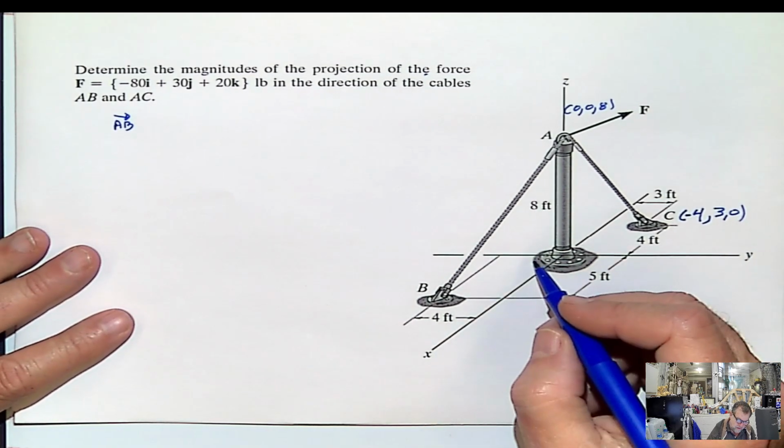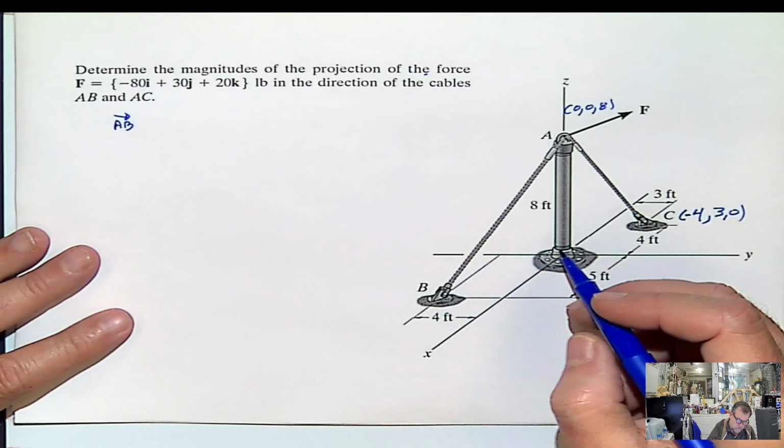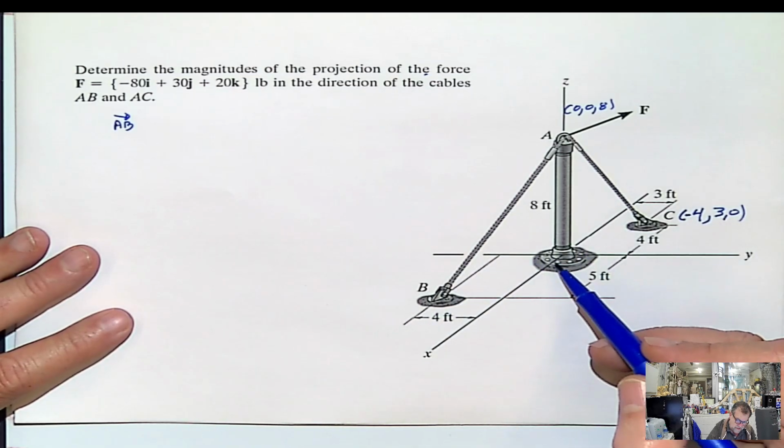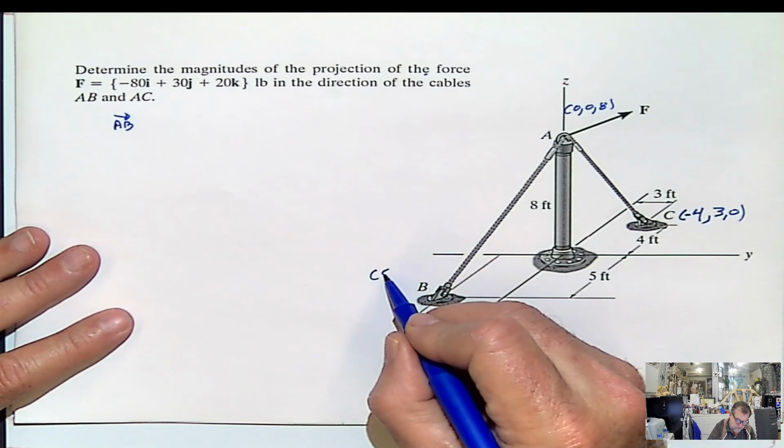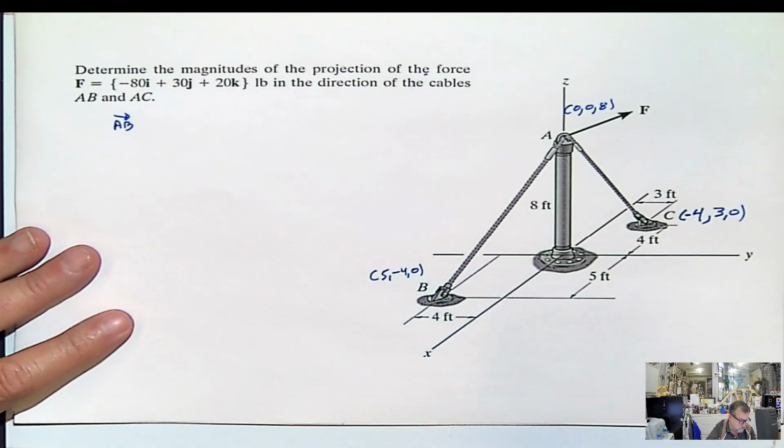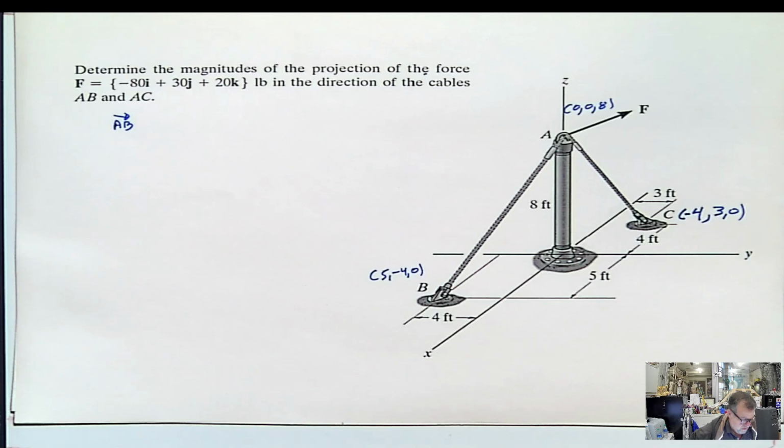And this other one, which is what? In the x direction is positive 5 and in the y direction is negative 4. So it's going to be 5, negative 4, and 0 because it's over the plane.